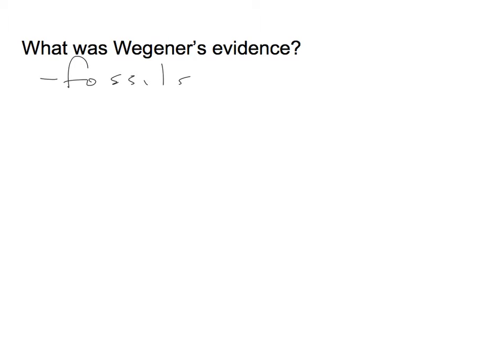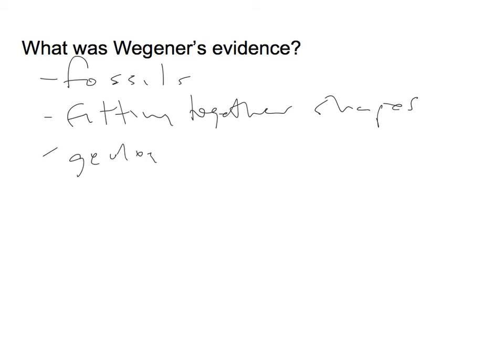Okay, so we got fossils that he pointed to. Anything else? Okay, so there's the fitting together of shapes. The geological similarities between North America and Europe, okay, like as far as Maine and Scotland go, or something like that. Yeah, so we'll look at some of these in a little bit more detail, but these are essentially the kinds of things.